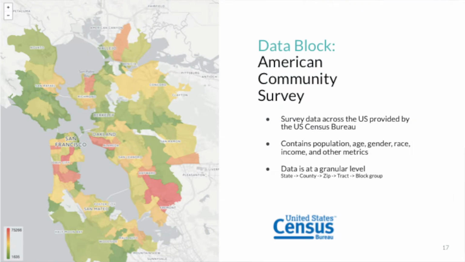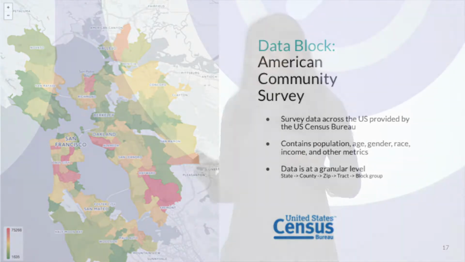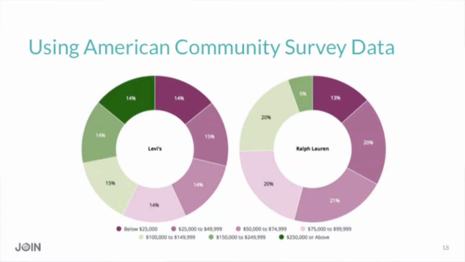So the first is demographic data from the American Community Survey. This data is at a very granular level. You're looking at information at the state, county, zip, tract, and then a block group level, which is just very granular and 5 times more granular than just looking at this information at a zip code. And this data set contains population information, age, gender, race, income, and so many other metrics that are collected by the American Community Survey.